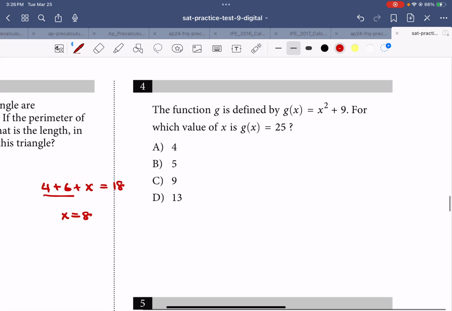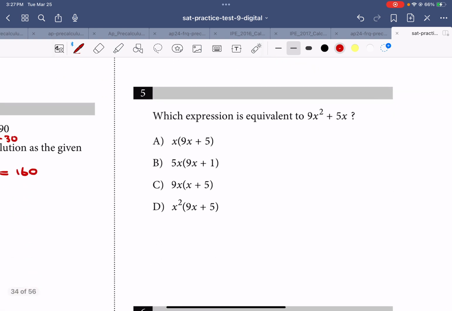Number 4, the function g is defined, g of x is x squared plus 9. For which value of x is g of x 25? So simply you just substitute 25 here. That is x squared plus 9. So when you subtract 9 from both sides, x squared equals 16. So when you take the square root of both sides, x is plus or minus 4. So only positive 4 is available. So number 4 is A.